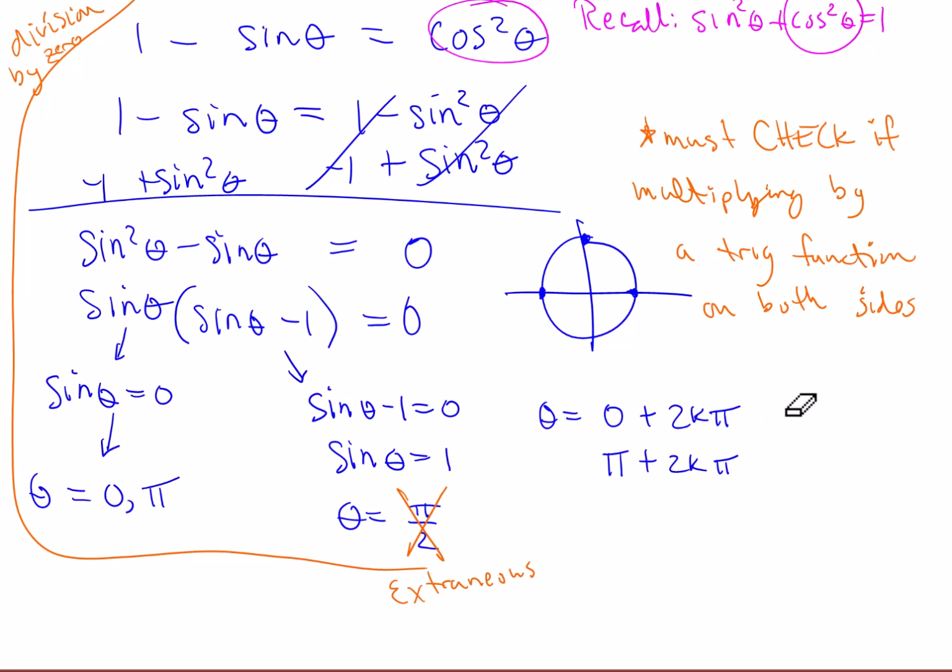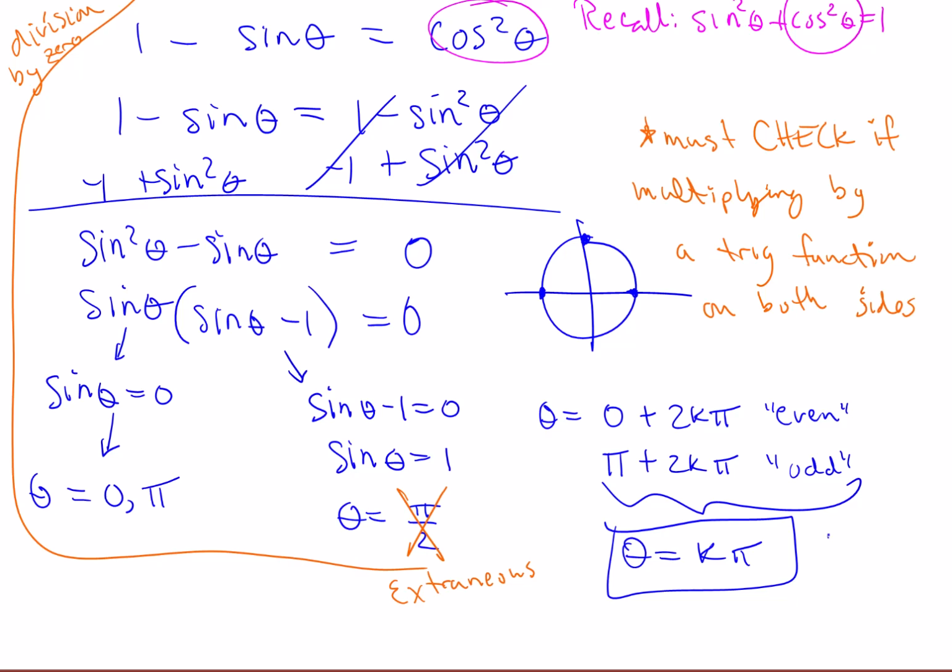So the first one is really all the even multiples of pi. The second solution set is all the odd multiples of pi, which means you end up with all multiples of pi. So altogether, we could say that our solution is theta equals k times pi, because that accounts for the even and the odd: 1 pi, 2 pi, 3 pi, 4 pi, and so on, going on forever. Positive or negative values for k as an integer.